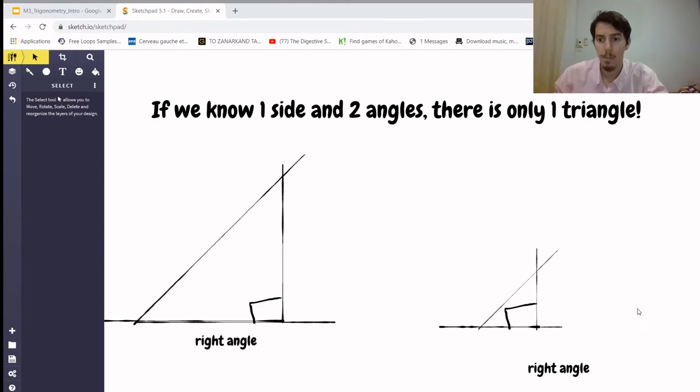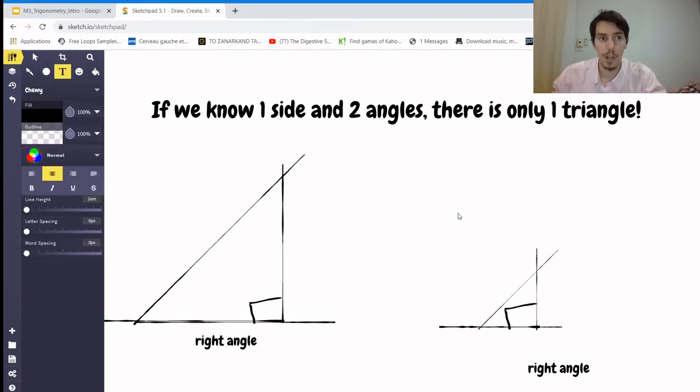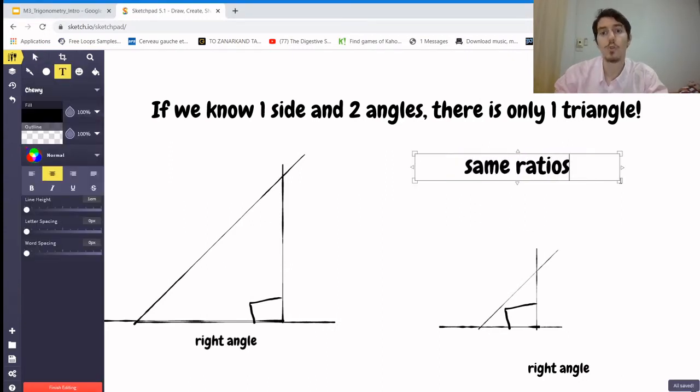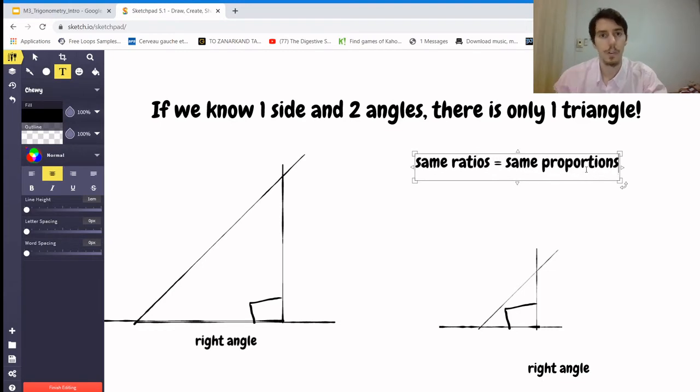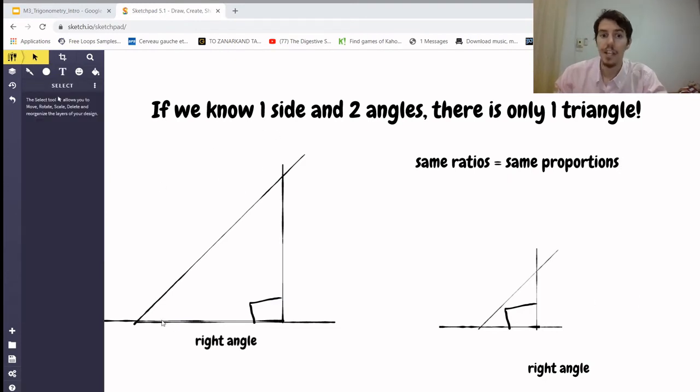And look at this, guys. Now what I'm going to say is very, very important. These two triangles, they are kind of the same. They are similar. We say that they have the same ratios. I will write that for you: the same ratios. Or we can also say they have the same proportions. Maybe you know this word, proportions. It means the same thing. What does it mean? It means that these two triangles are the same, but just bigger or smaller, and all the sides have the same proportions, the same ratios, okay?